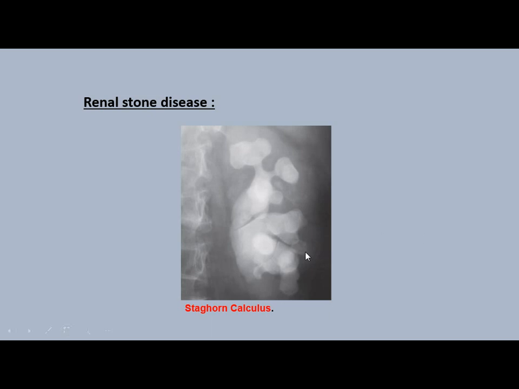In this image, there is a Stockholm calculus. This is a non-contrast conventional radiograph KUB. There is a large stone involving all the calyces, just like concrete. This is a Stockholm calculus. Usually they are struvite stones composed of ammonium, magnesium, and phosphate, and they are usually due to infection and alkalinization of the urine.